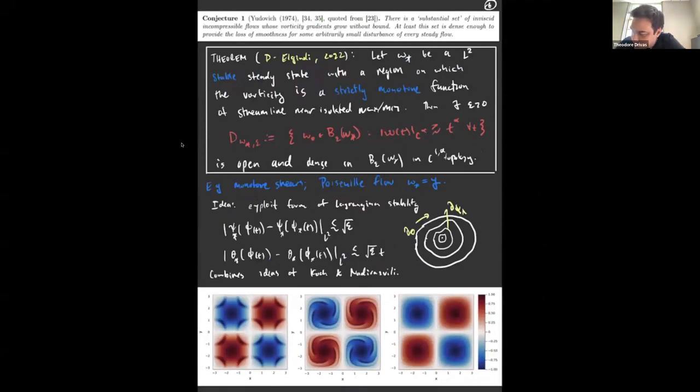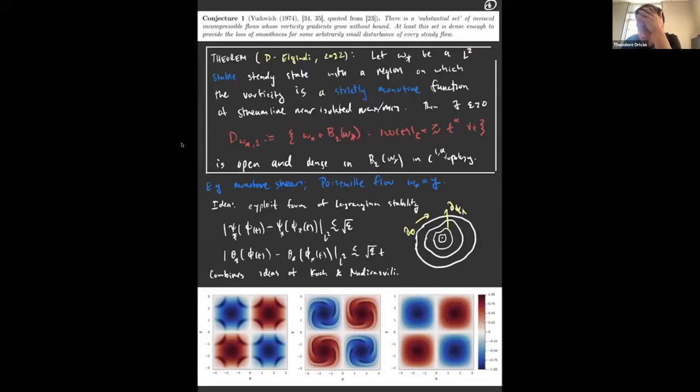Yudovich went even further, and he conjectured that generically, vorticity gradients should grow without bound for Euler. And he says at least this set should be dense enough to show that it's true around any steady state. So this is not just instability, but he's really talking about infinite time growth or infinite time singularity formation. And with Tarek, we have, again, some result in this direction.